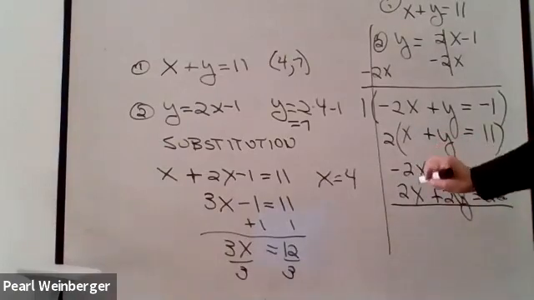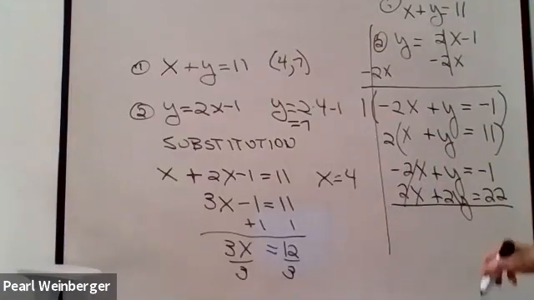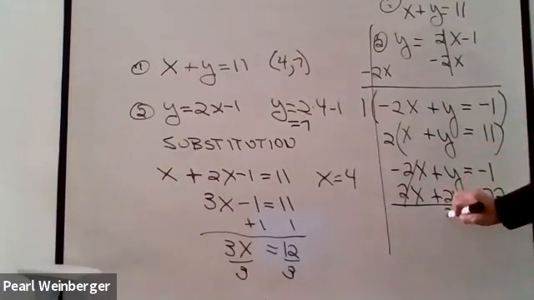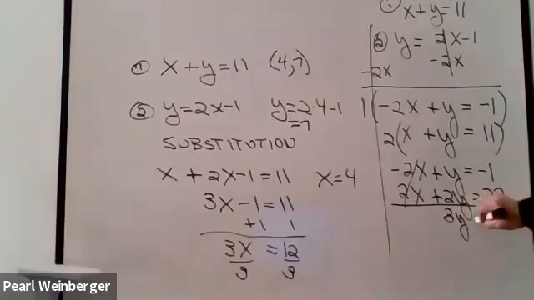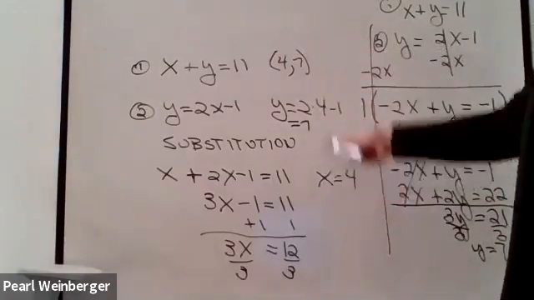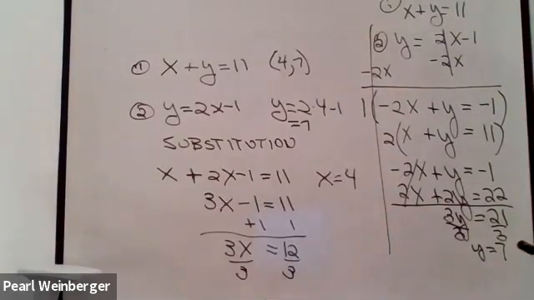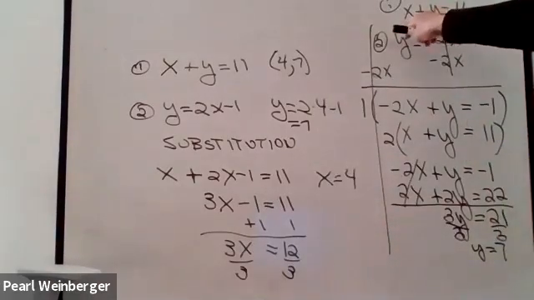And when I add these two equations, negative 2x and 2x, we're eliminating it. y plus 2y gives me 3y. Negative 1 plus 22 is 21. And when I divide by 3, this gives me that y equals 7, which is exactly what I got using the substitution method.